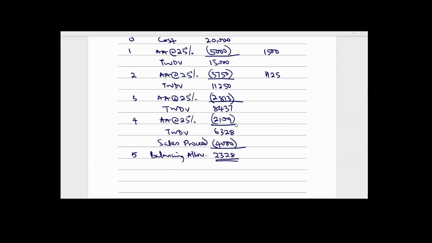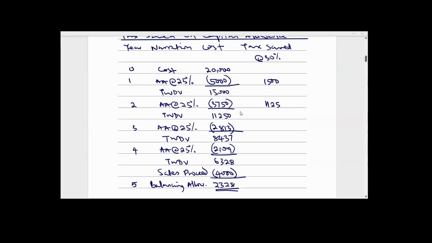Is it 0.25 or 0.3? 0.3. Thank God I remember quickly. That's 844. Year 4, 2,109 multiplied by 0.3 gives 633.